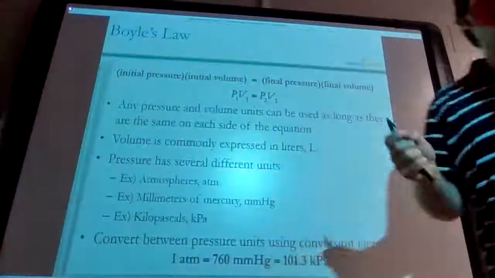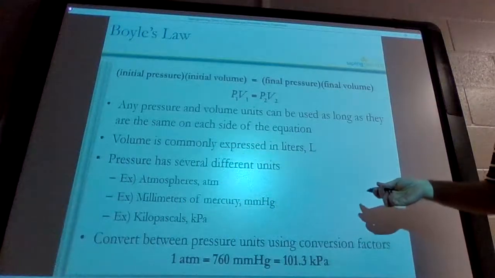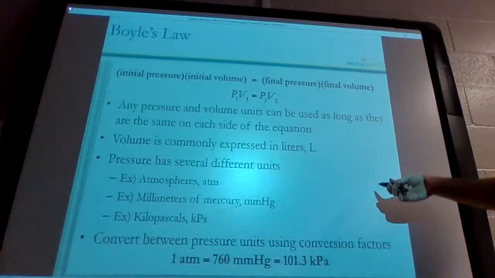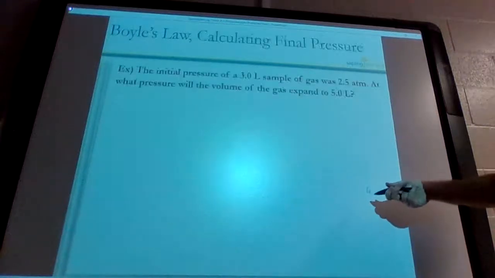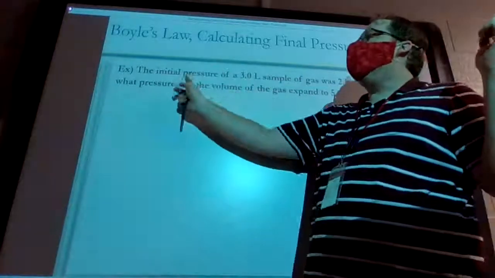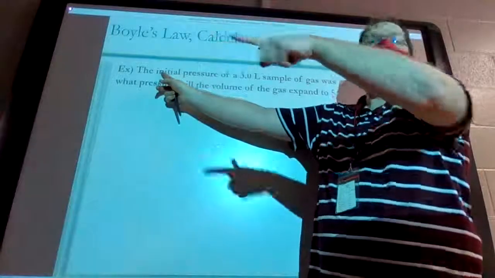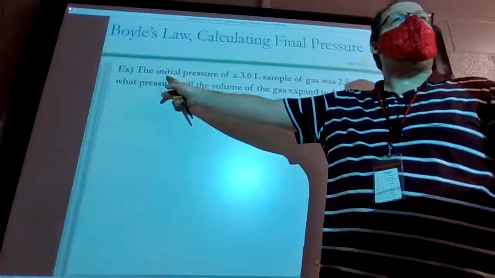Okay, so listen. You're going to have to convert between pressures sometimes. If you don't, good for you. You're lucky. If you do, it's just something you got to do sometimes. So here's an example problem. The initial pressure. So is initial going to be 1 or 2? Initial is going to be 1. So this is my P1, right?